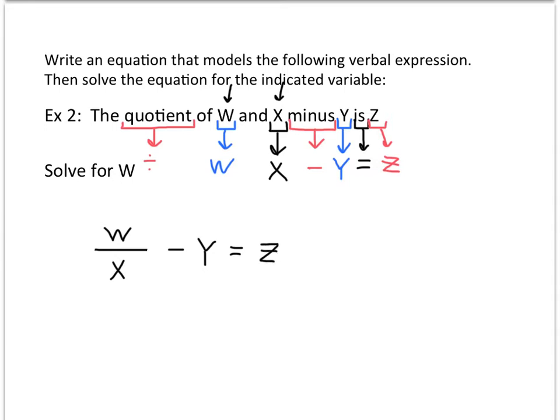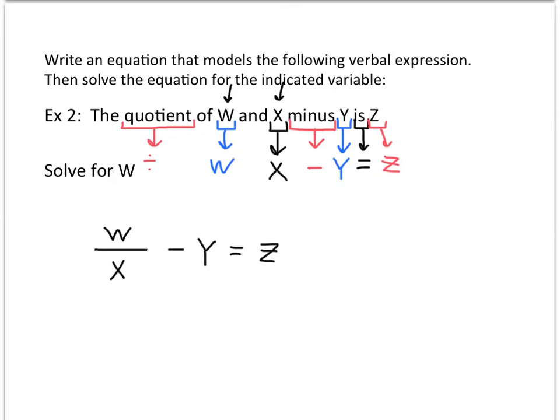Okay, so just go through that again. The quotient of means that the next two things are going to be the top and the bottom of a fraction. I see w and x, so w is the top, x is the bottom. Then minus y, so I subtract y, and is z implies equals z.